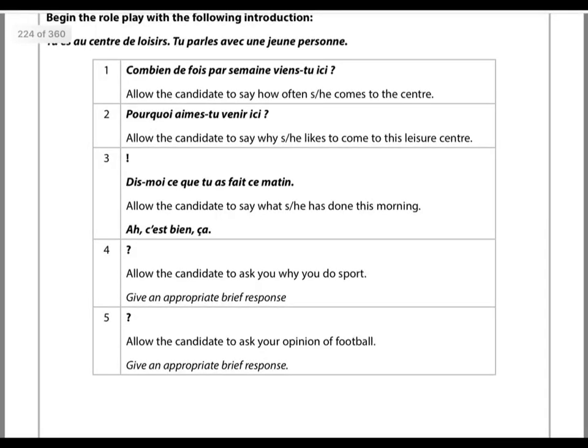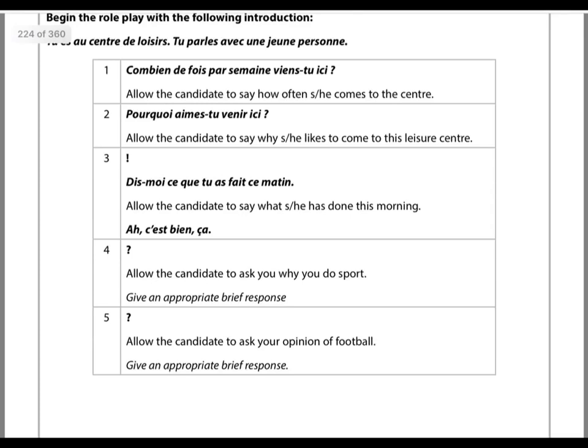What you can see on the screen now is something that you will not see during the actual exam. The teacher has to follow a very, very strict script for the role play. So this is the teacher card for the role play from the previous screen. So when we're at a leisure centre, this is a script that a teacher has to follow. We're not allowed to deviate from it at all. So for bullet point 1, whereas I'm going to ask you how many times you visit per week, I would have to say, if this was your role play, word for word, combien de fois par semaine viens-tu ici?